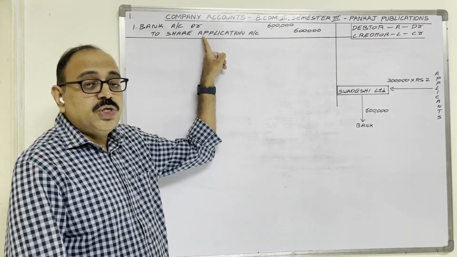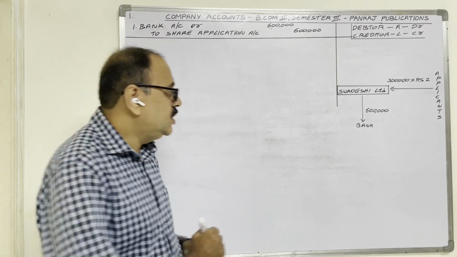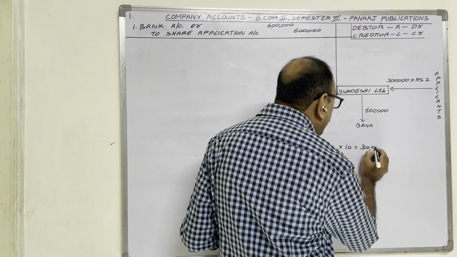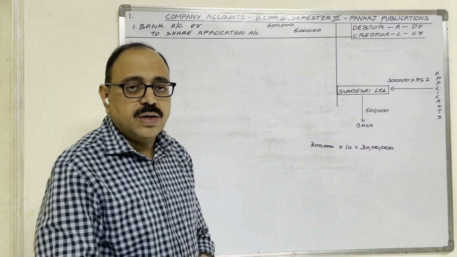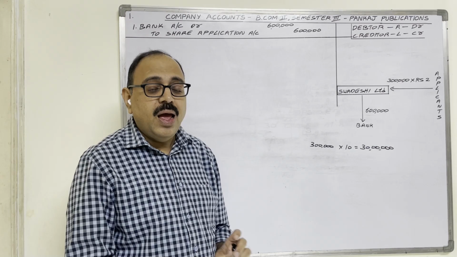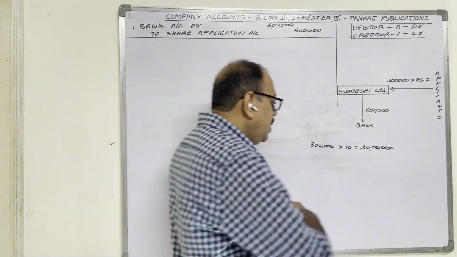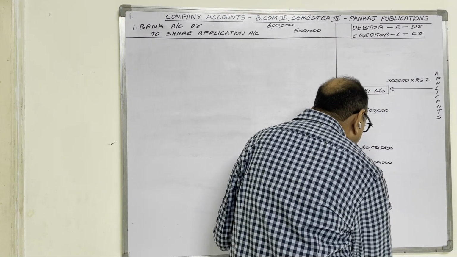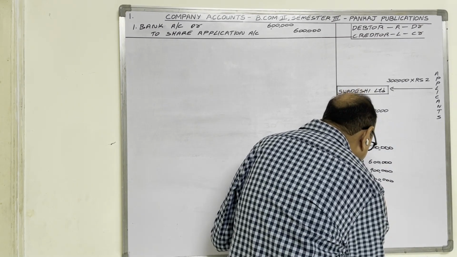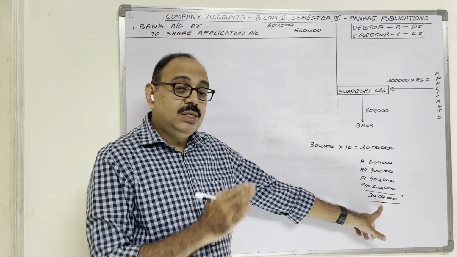This application money we should transfer to share capital account, because finally from the public the company is going to receive 10 rupees on 3 lakh shares. So total 30 lakh rupees the company is going to receive from the public. This 30 lakh is share capital. So finally in the company's balance sheet, on the liability side, as share capital, the company wants to show 30 lakh rupees. In this 30 lakh, through application, how much money is coming? 6 lakh rupees. Allotment money, second amount, 9 lakh rupees. First call money, 9 lakh rupees. Final call money, 6 lakh rupees. Total 30 lakh.